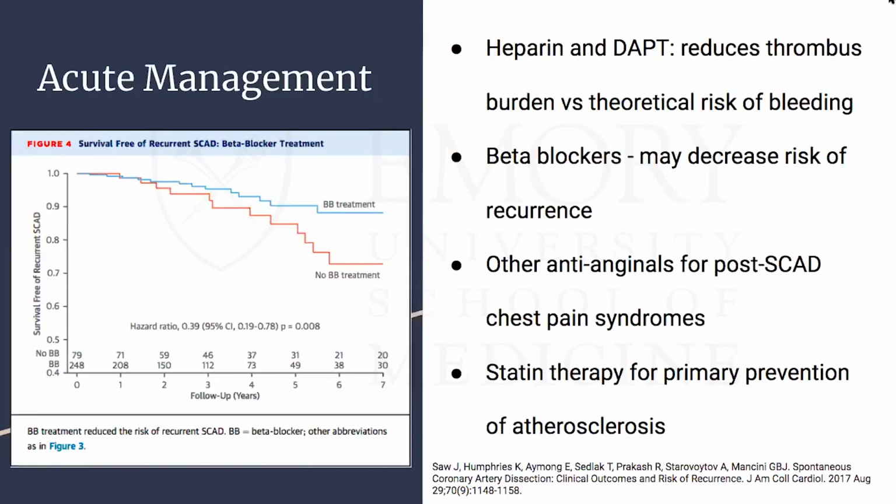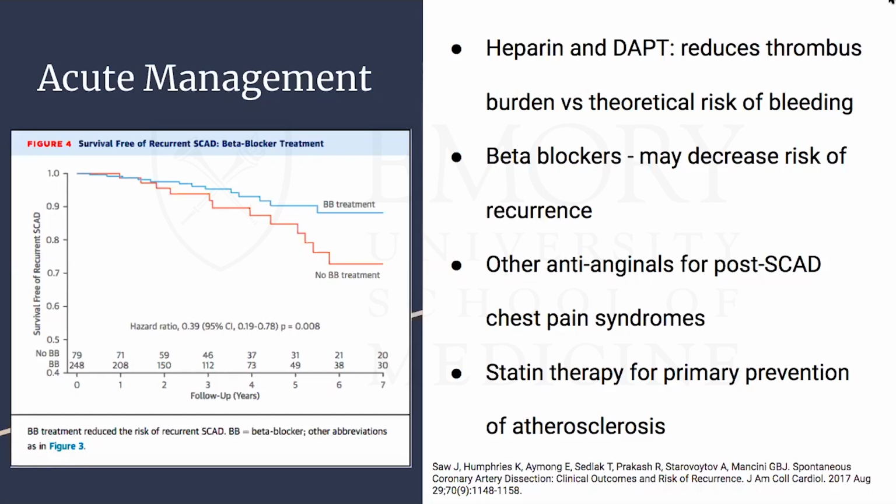But in terms of our medical management for conservative therapy, the recommendations for heparin and DAPT are currently controversial. Even though in theory they may reduce thrombus burden, there is also this theoretical risk of bleeding given that the pathophysiology is based on intramural hematoma formation. One agent that we do have good data to recommend is beta blockers.